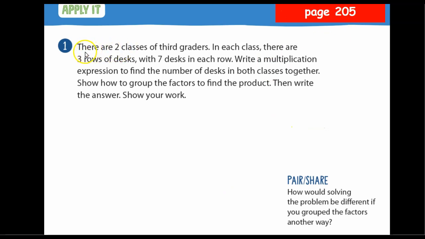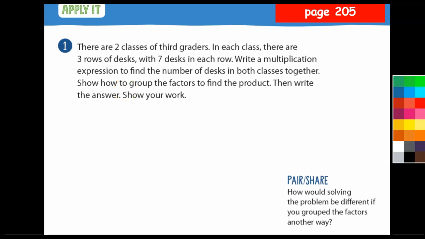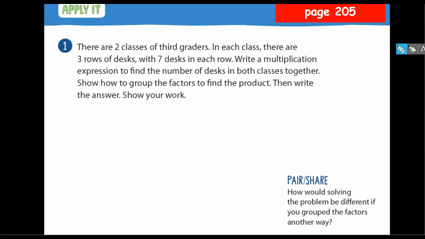Okay. Here's the first one. It says there are 2 classes of 3rd graders. In each class, there are 3 rows of desks with 7 desks in each row. So I already have my 3 numbers, right? So how am I going to write this in a multiplication equation? Okay, 3 times 7 times 2. Look, it's my 3 numbers like this.